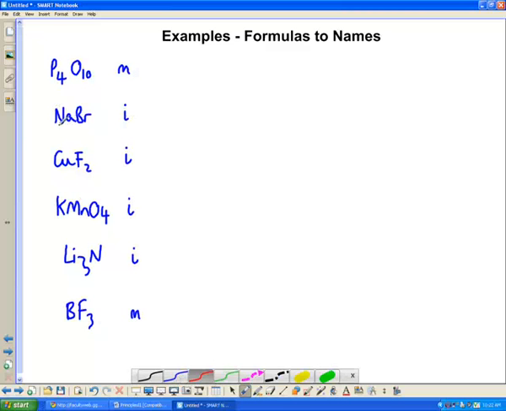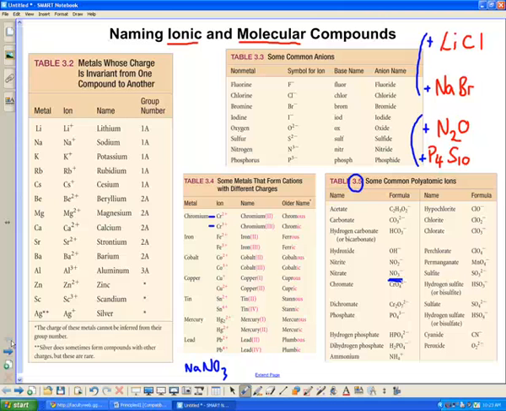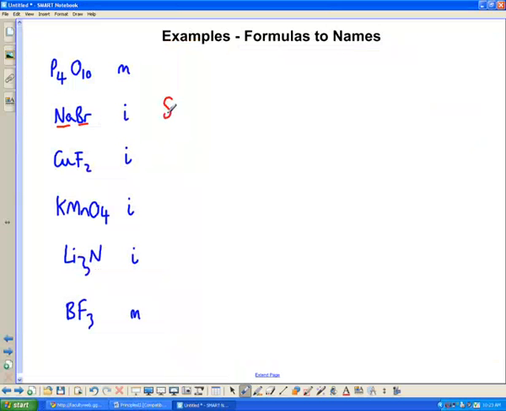All you do is put the name of the cation first and the name of the anion next. So when we go back to our table, the name of the sodium ion is the same as the atom, so that's sodium. Bromine becomes bromide, so therefore the name of this becomes sodium bromide. All right, let's come back to this one and go down to this one.